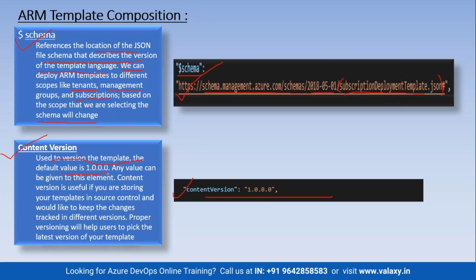The default value is this, and any value can be given. This is not required when you're using repository management, but if you want to maintain your own version of your template, you can definitely go and use it.